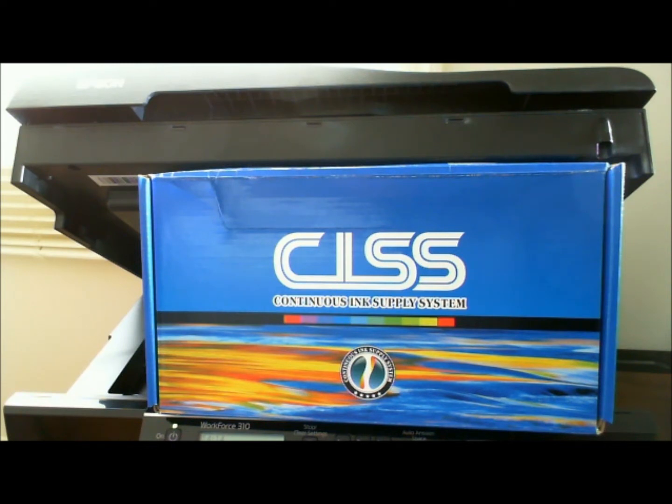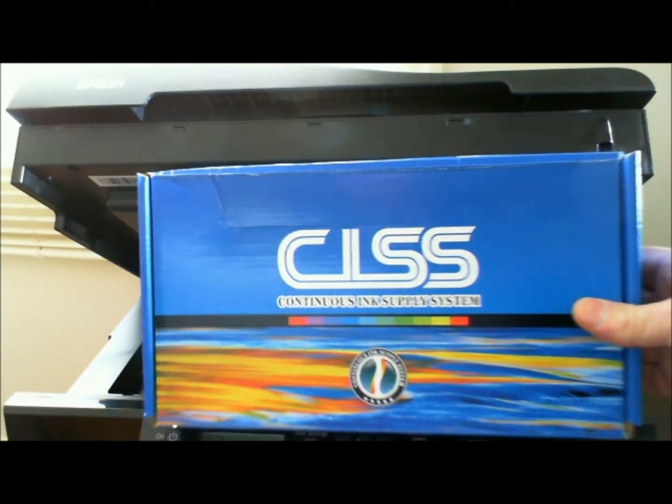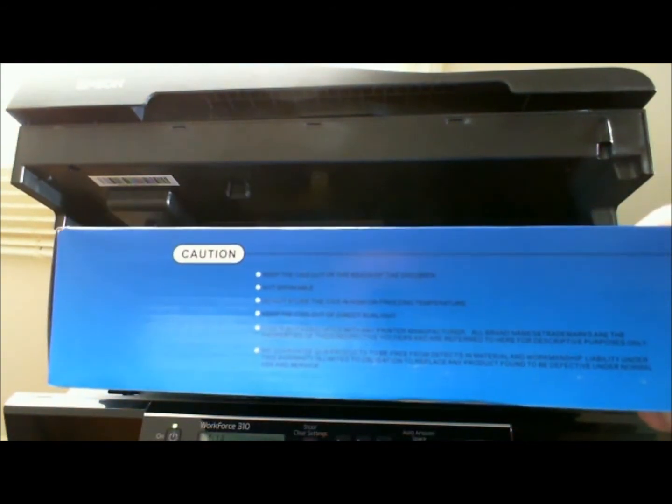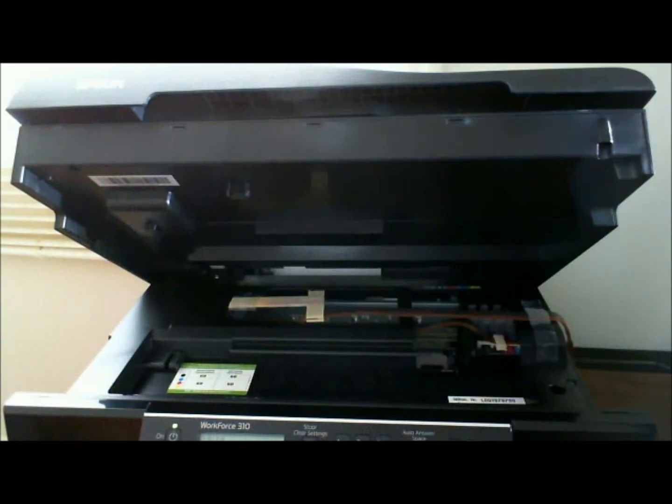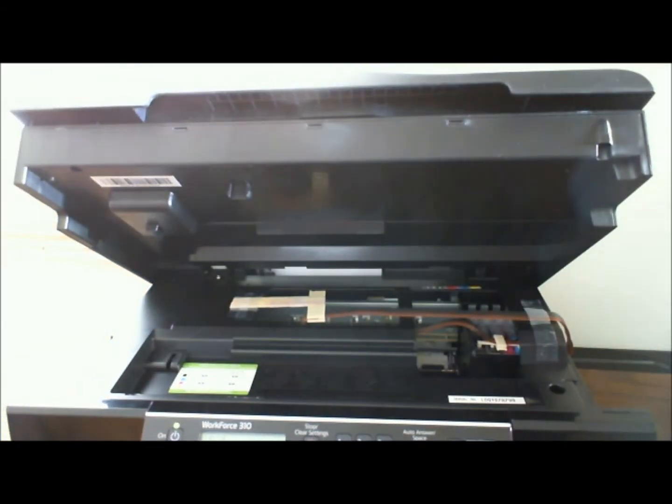I bought this CISS system, and I guess it's like most, probably comes from China or something. But anyway, what I found to be lacking in most of the videos that you see on YouTube is a really good explanation on how to hook this whole thing up.